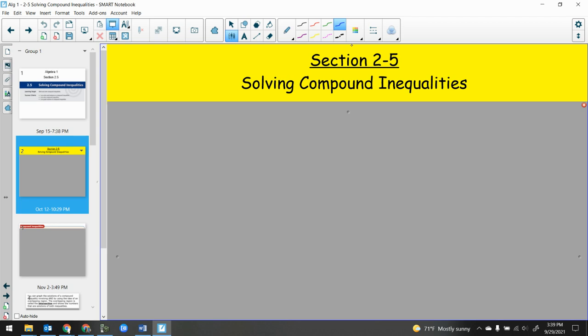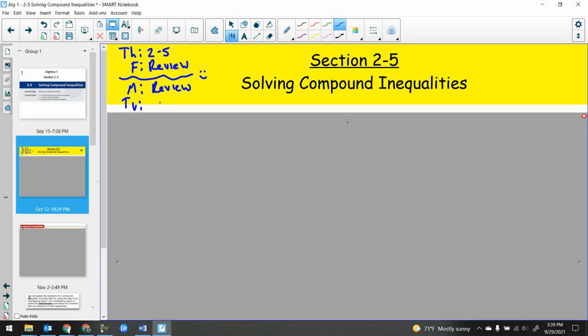Now what we're going to be looking at is the last section within chapter 2. Just to give you a heads up, today is Thursday. We're going to be doing section 2.5. Friday is going to be review, so we'll be going over this homework assignment, asking any questions that we have. And then we get the weekend. Then on Monday, we're going to review again. And then on Tuesday, we have our chapter 2 test. So that's a rundown of where we're headed the rest of this week and next week.